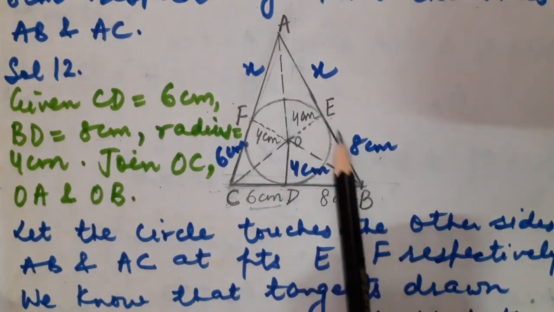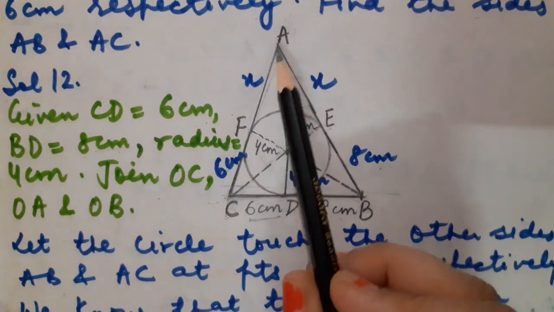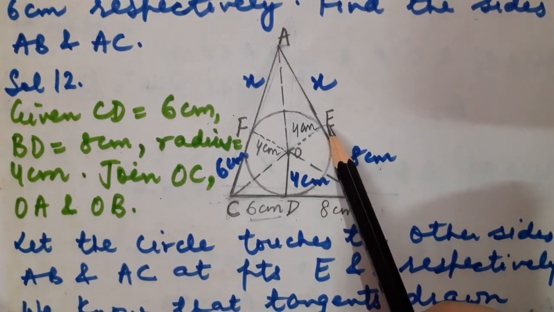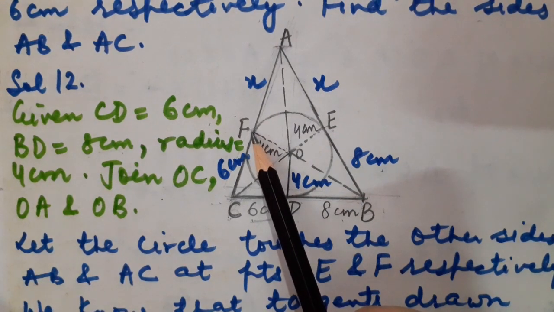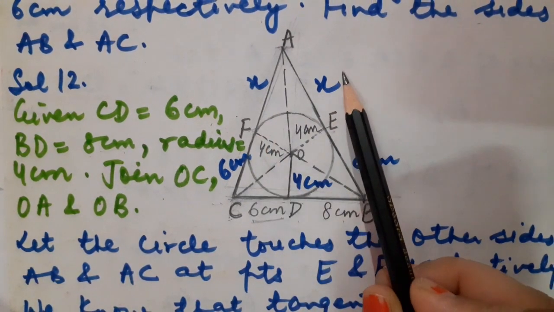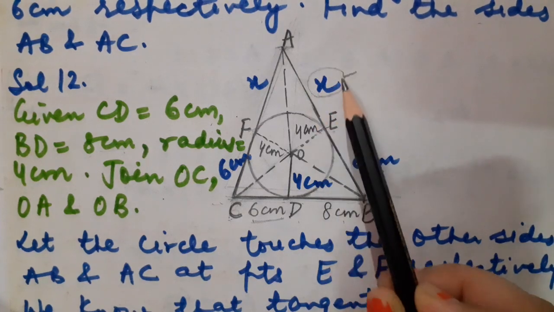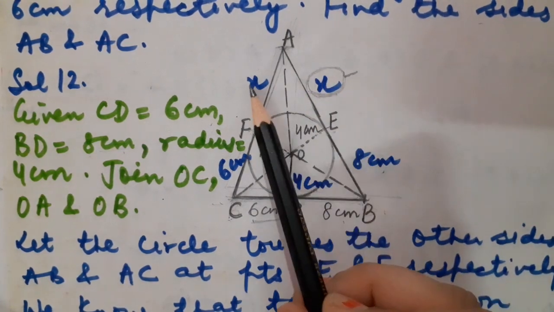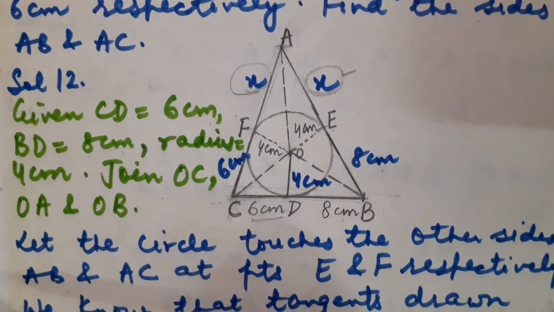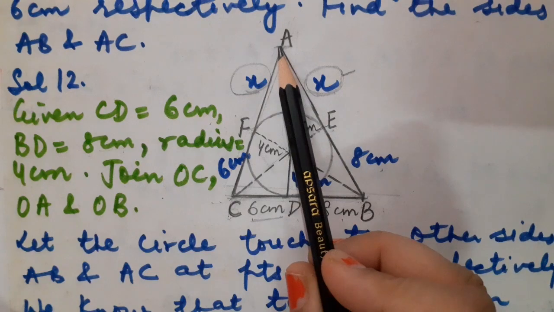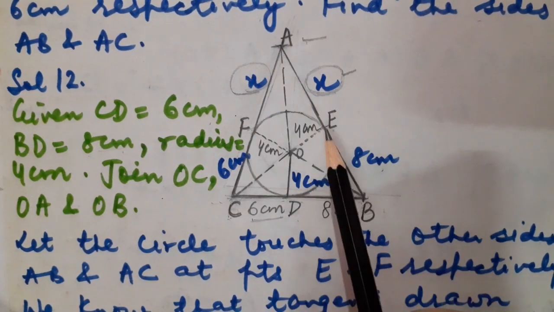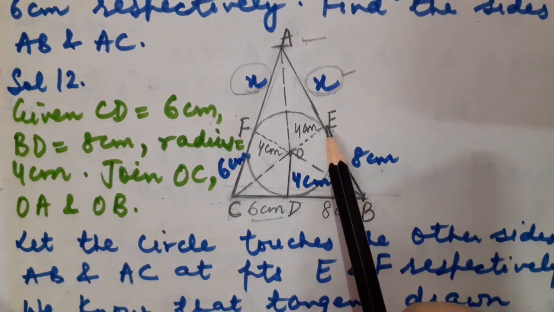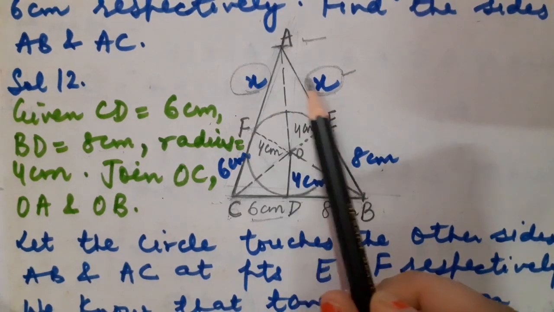As I have to calculate the complete AB, but I do not know the measurement of AE as well as AF, as it is not given in the statement. So let us assume them as X. So children, if you consider AE as X, so definitely AF will also be X. Can you give me the reason behind it? Correct. The length of the tangent drawn from the external point, here A is external point, to the circle up to the point of contact will be equal in length.